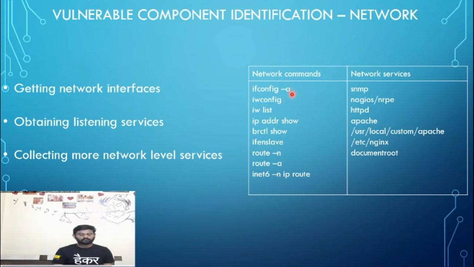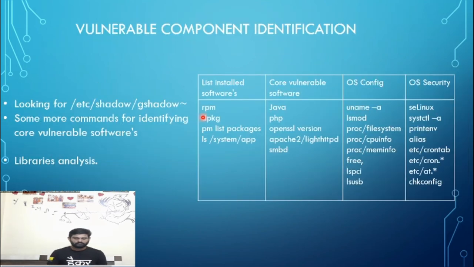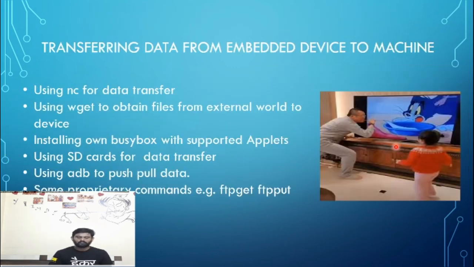You can check for the network components, like what interfaces are there, the list of wireless interfaces, what IP addresses the device has, what bridges are listed there, what route it is following, and the IPv6 route. So you should dump this information and keep it stored somewhere, as important device information. Now you have all this data inside one file, right? Now the challenge is how to transfer the data from the device to your computer.